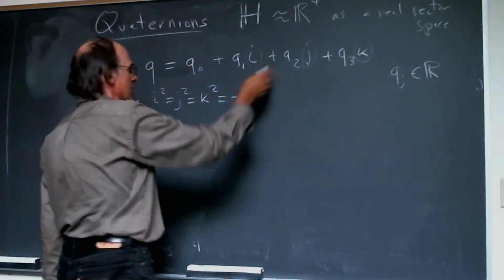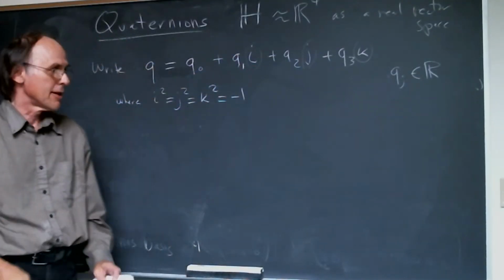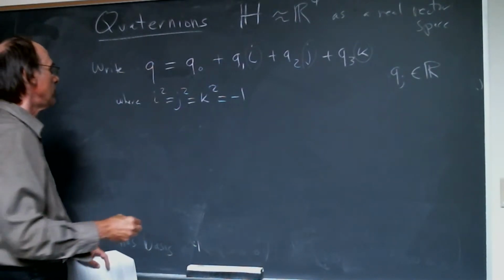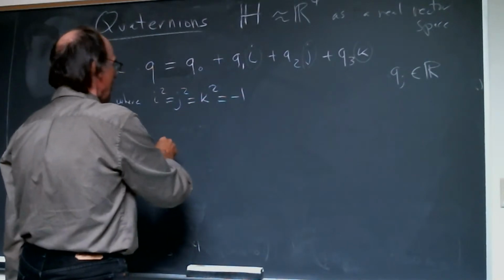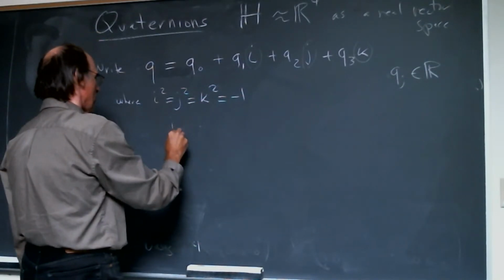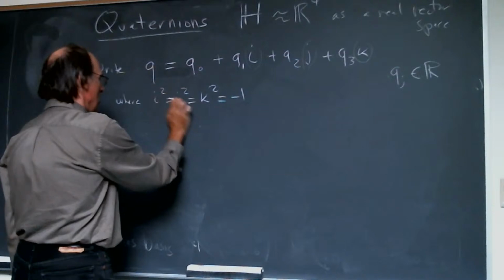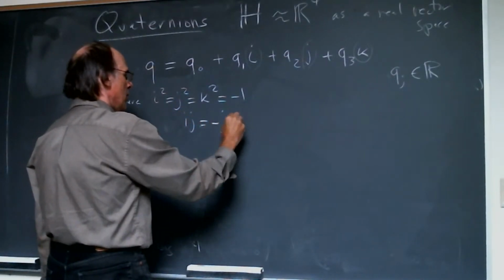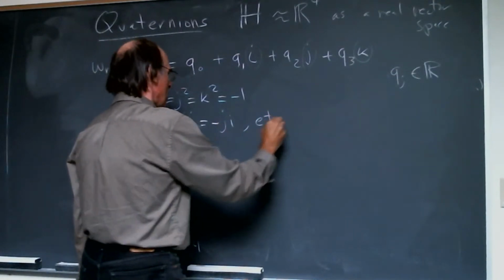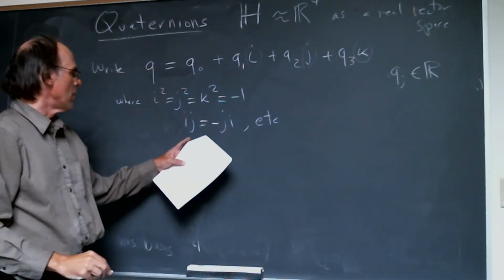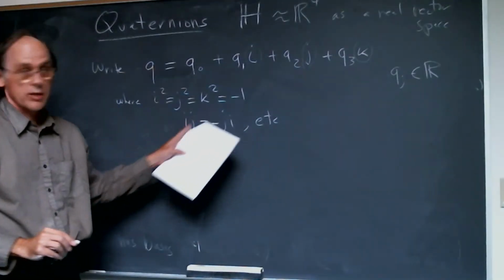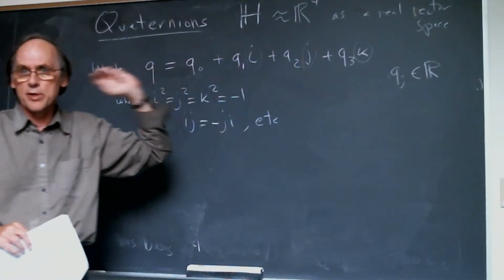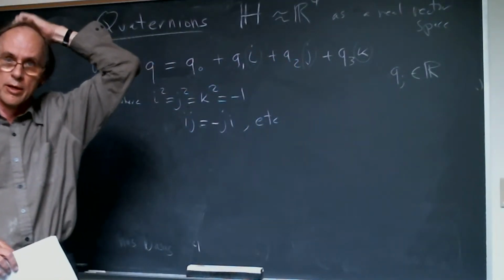But you can just think of them as algebraic objects that behave like this. Then you have to add the fact that these anti-commute. So ij is -ji, etc. These are not commuting objects. So all of a sudden we've entered a world of objects that, when you multiply them, don't commute.